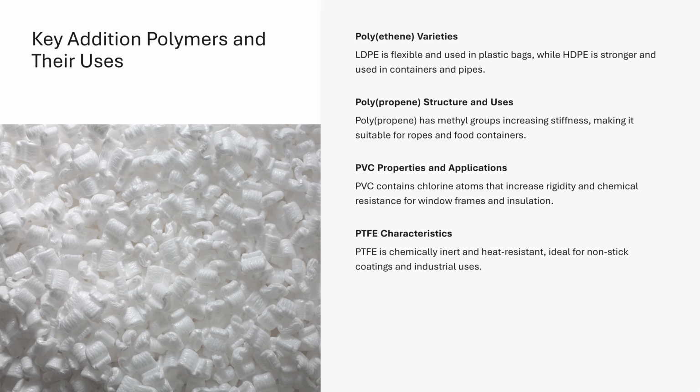Polychloroethene, commonly known as PVC, contains chlorine atoms that increase rigidity and chemical resistance, leading to uses in window frames and electrical insulation. PTFE, with fluorine atoms surrounding the carbon chain, is chemically inert and heat-resistant, making it ideal for non-stick coatings and industrial applications.